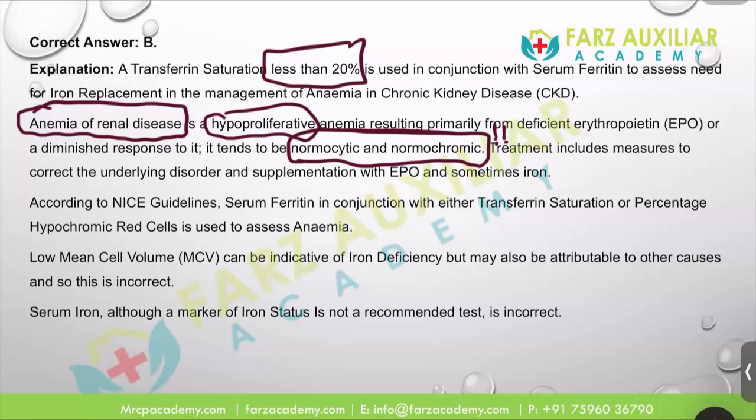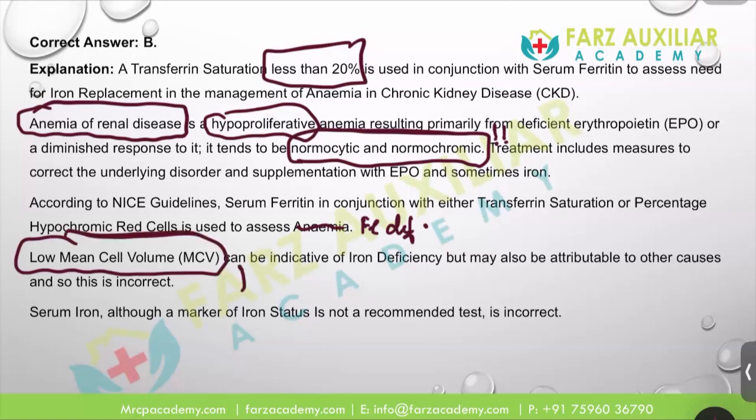According to the guidelines by NICE, serum ferritin is to be seen with either transferrin saturation or the percentage of hypochromic red cells to assess iron deficiency, not anemia, but iron deficiency. Low mean cell volume can be indicative of iron deficiency, but that we call microcytic. So when you see microcytes in the PBF of a patient of CKD, that implies iron deficiency, which may be an attributable cause.